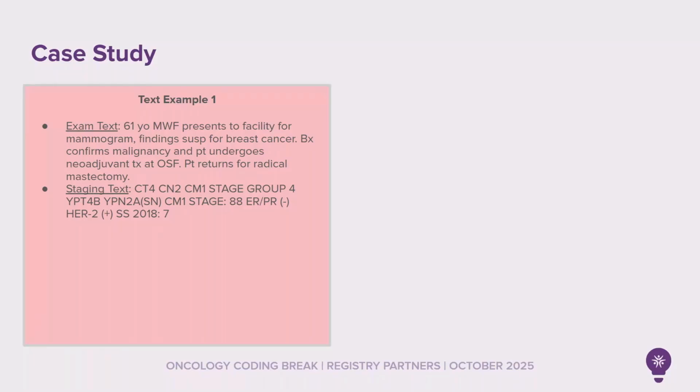In the staging text, we have cT4, cN2, cM1, stage group 4, ypT4b, ypN2a-sn, cM1, ER/PR negative, HER2 positive, stage 88, SEER summary stage 7. From just reading this text alone, do we have much to support the T4 stage and where the stage is coming from? No, we're not sure if this is a physician stage or if there was a physical exam that would allow us to assign a more specific T subcategory.